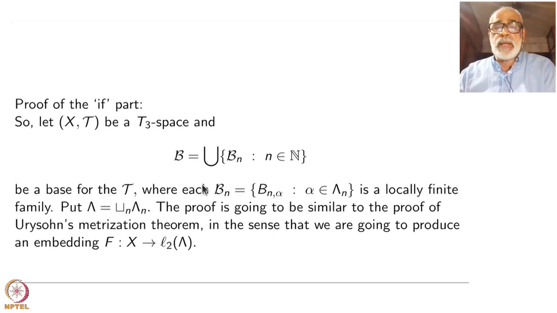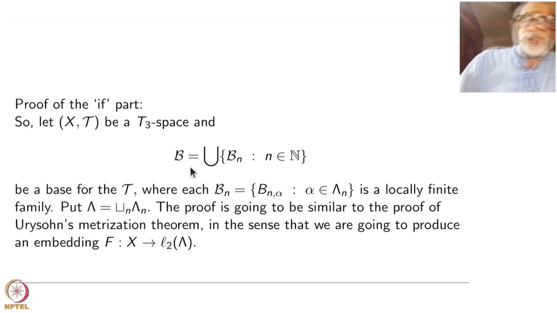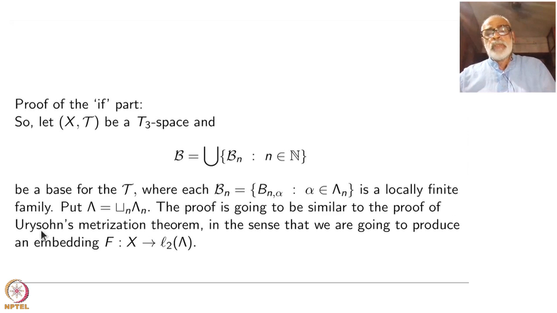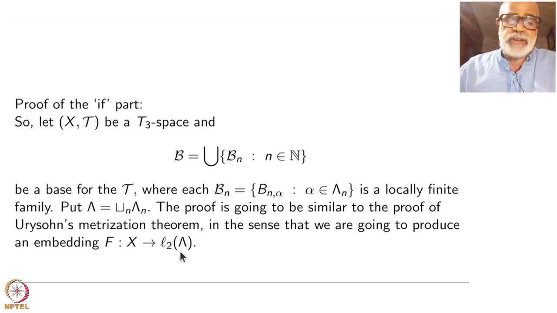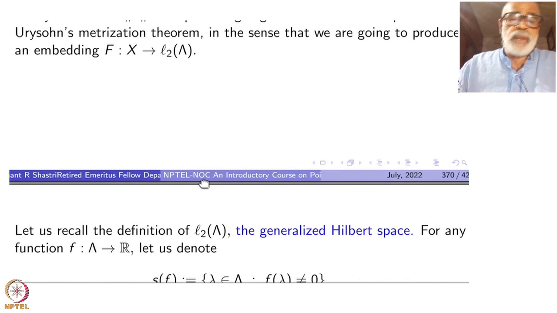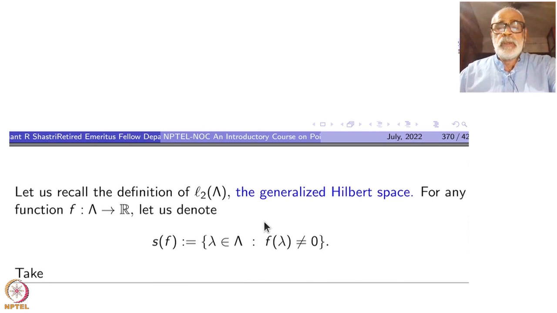So this Lambda is going to be our indexing set. Last time we took the natural numbers and I raised to Lambda, but I will do a slightly better job here. Namely, the proof is going to be similar to the proof of the Urysohn metrization theorem, in the sense that we are going to produce an embedding of X inside the Hilbert space L2 of Lambda, the L2 space with the L2 norm. I will recall what this L2 of Lambda is; on any set, L2 of that makes sense. I am just recalling the generalized Hilbert space.